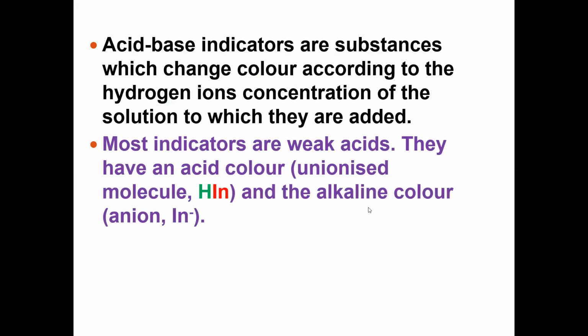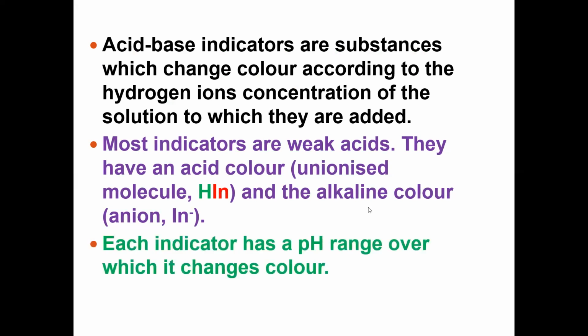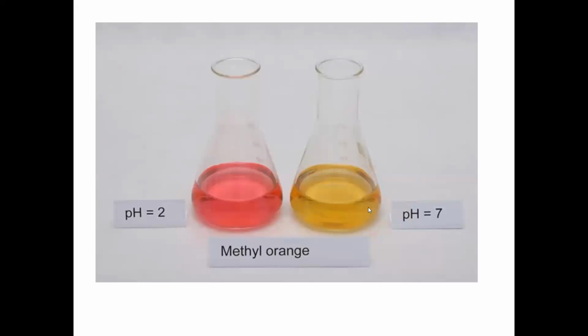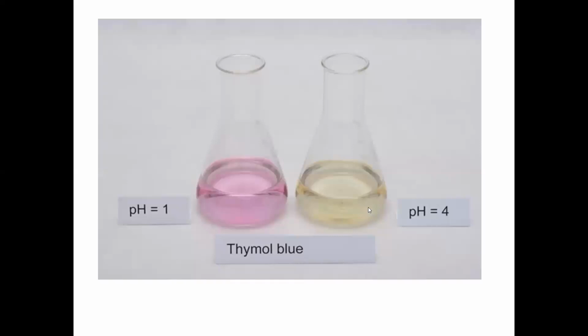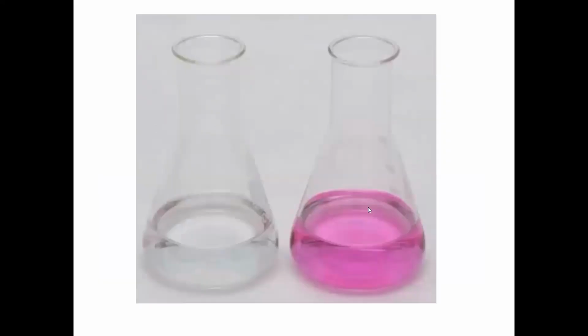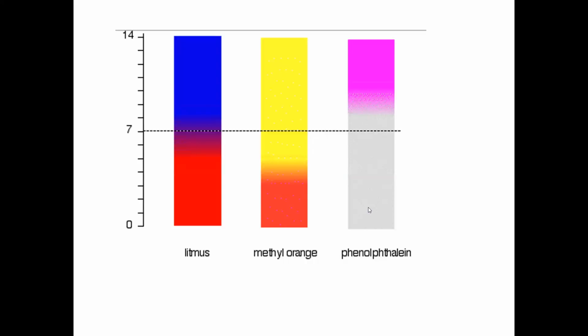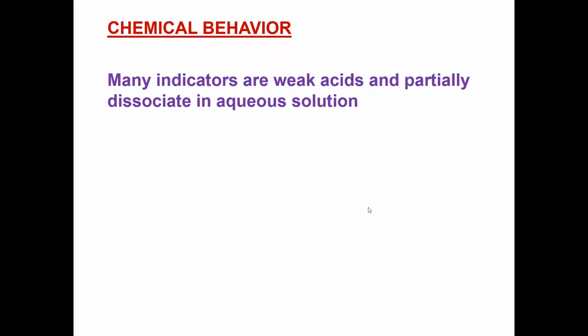Yeah, it does. Normally, indicators are weak acids. Weak acid means they partially ionize in water, and they always reach an equilibrium, and they have a pH range over which they change color. Methyl orange is a famous indicator, and then thymol blue, pH equal to 1 and pH equal to 4. These are the indicator phenolphthalein, and phenolphthalein has this color change.